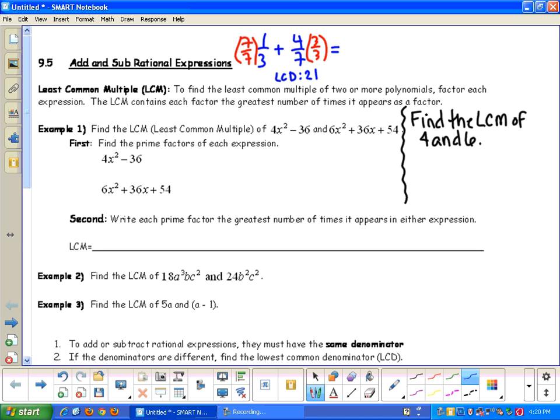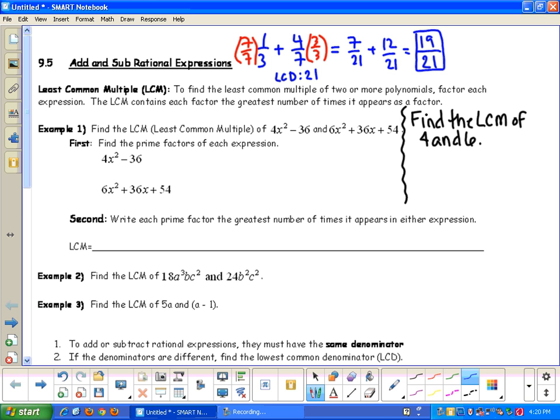Now I'm going to use that to help me simplify it. So this would be 7 times 1 is 7 over 21 plus 12 over 21. And then when you're combining fractions, you take the numerators and add them together. So 12 plus 7 is 19 over your least common denominator, which is 21. That doesn't simplify at all, so that's my solution.